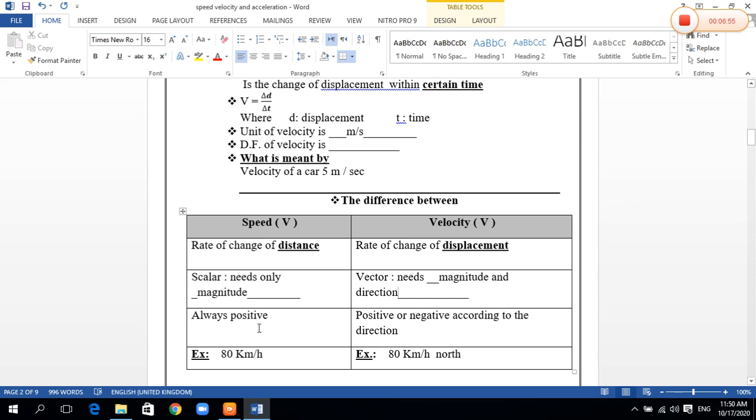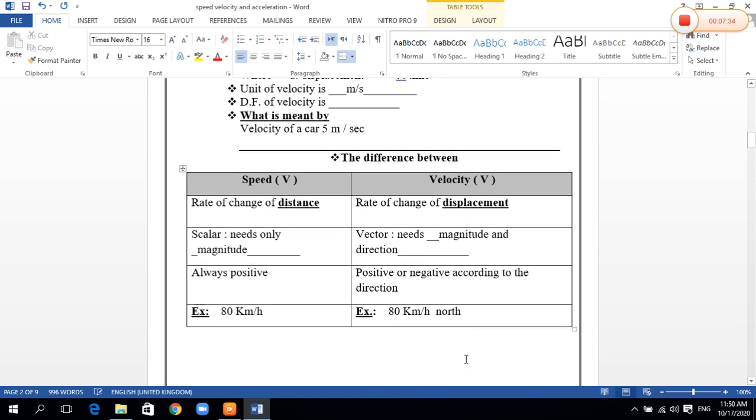Speed is always positive. Velocity can be positive or negative according to the direction. If you have a body moving in a direction, the magnitude will be positive. When we say that the object moved in the opposite direction, this means the velocity will have a negative sign. For example, a car moves with a speed of 80 km per hour. When we say a car moves with a velocity of 80 km per hour, we have to put a direction, north for example. Okay, great.